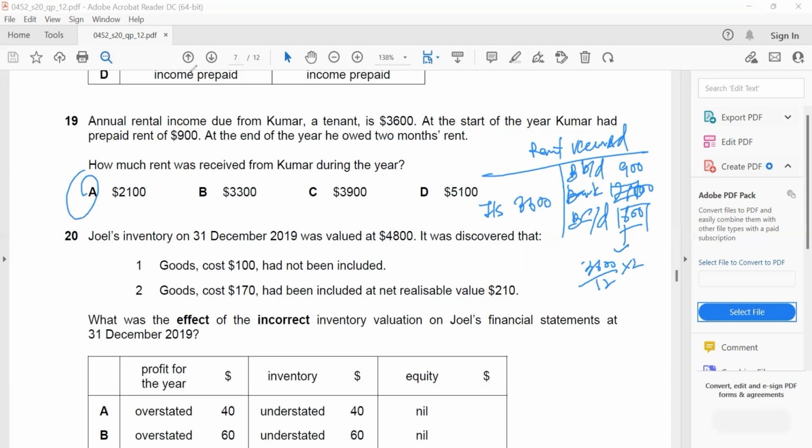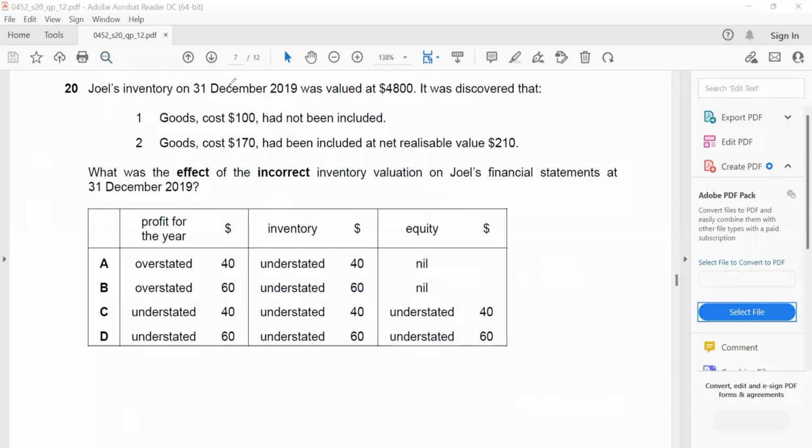Okay. Now let's continue. Question 20. Joe's inventory on 31st December 2019 was valued at 4,800. It was discovered that goods costing 1,000 had not been included. Goods costing 1,170 had been included at a net realizable value of 210.